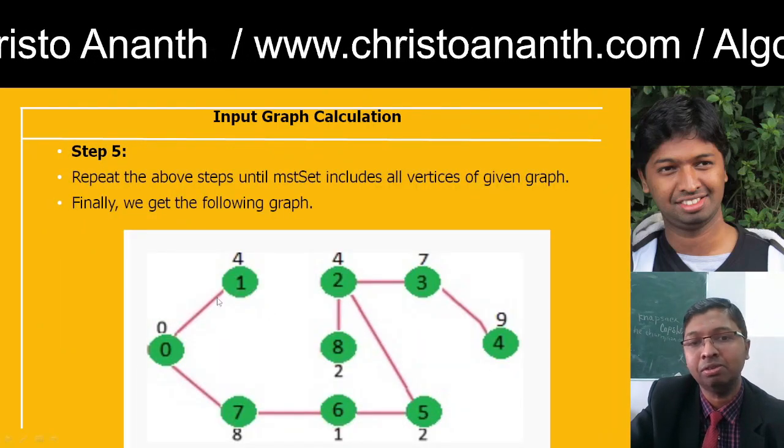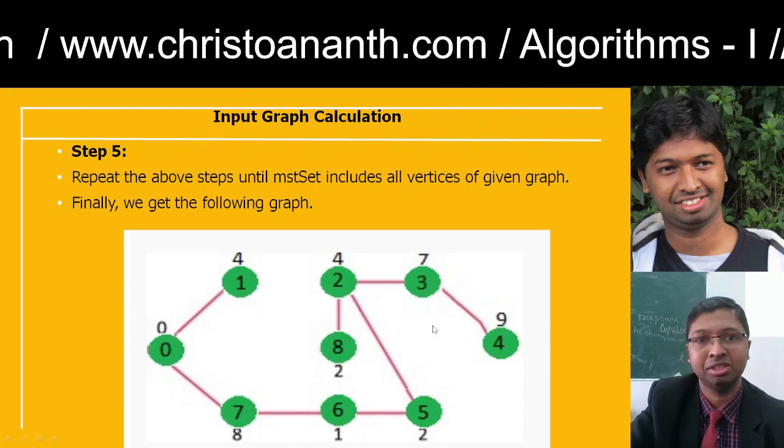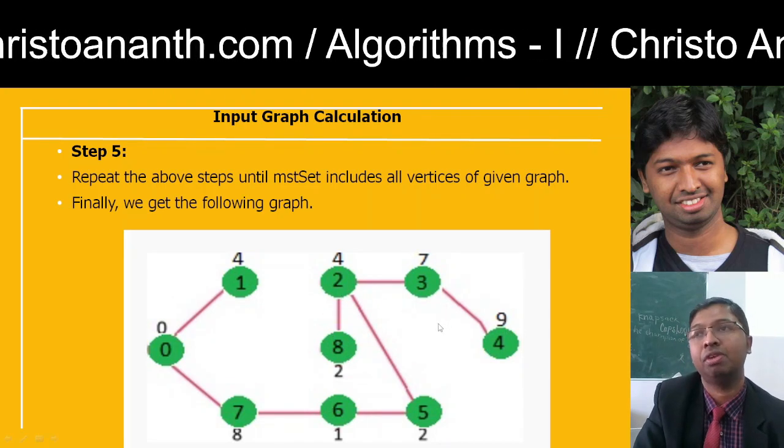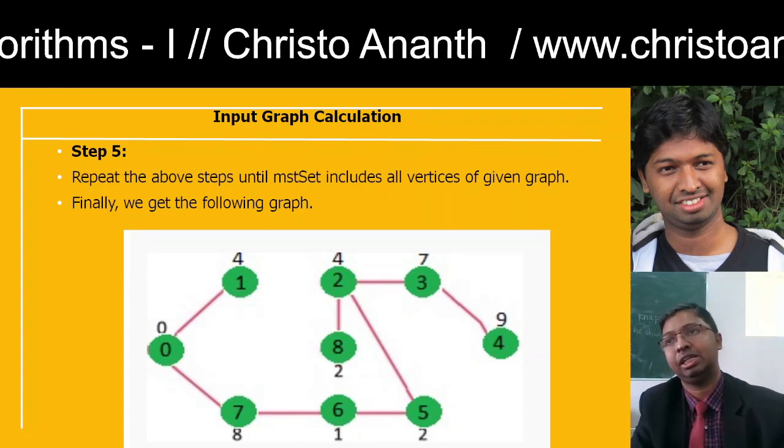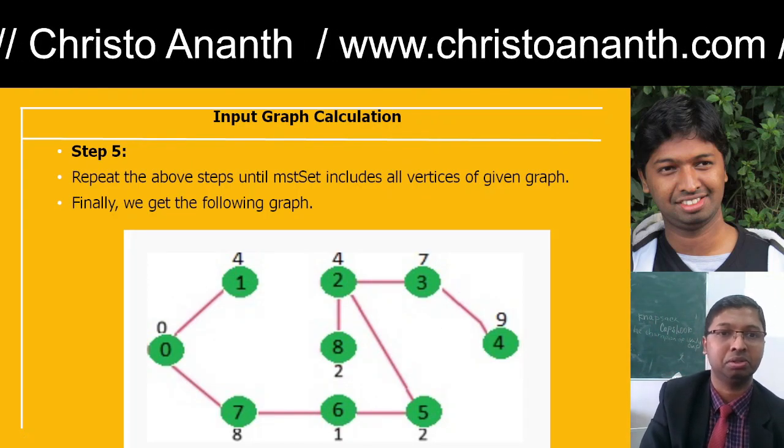Everything will become green eventually. This is how you get the resulting graph. The advantage is that even disjoint sets are connected by using the spanning tree.